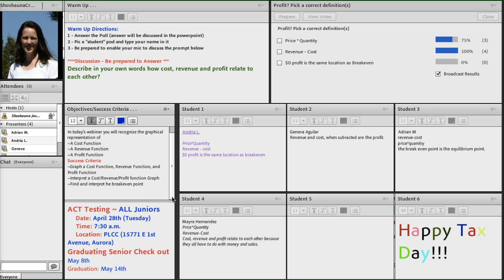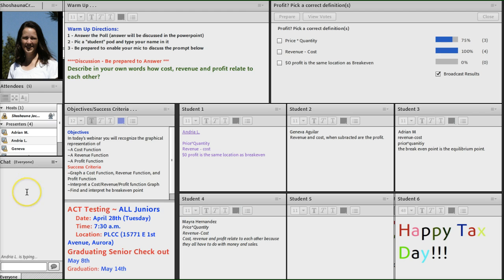Also, just a reminder, ACT test is all juniors on April 28th. That's at the PLCC, which is near CCA. And then graduating seniors, your checkout is May 8th, which is 3 weeks and a bit. And then if you're going to be graduating, then your graduation is on May 14th. Otherwise, class ends on the 20th of May, which is another 5 weeks. Okay. Anybody have any questions for me at this moment?